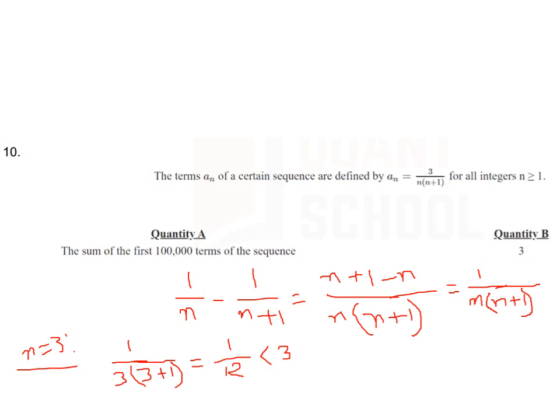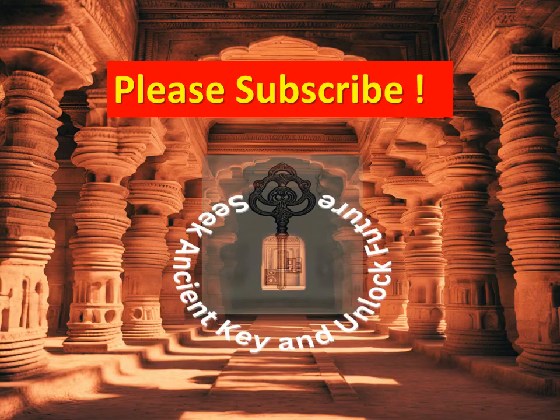So as quantity B gives us a number that is 3, we can put it in our rule or formula or equation, whatever it is. So 1 by n equal to 3, that will be 3 into 3 plus 1, we get 1 by 12. So 1 by 12 is less than 3. So in this case, quantity B will be greater than quantity A. That's all. Thank you.